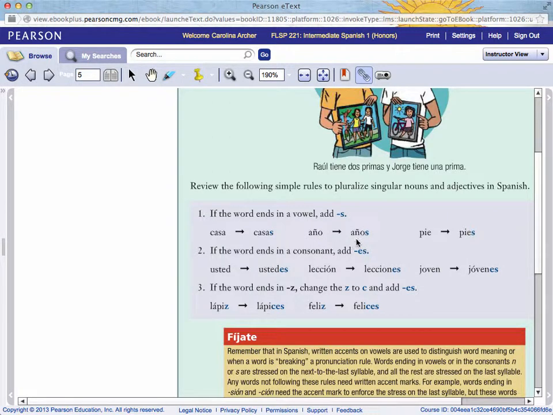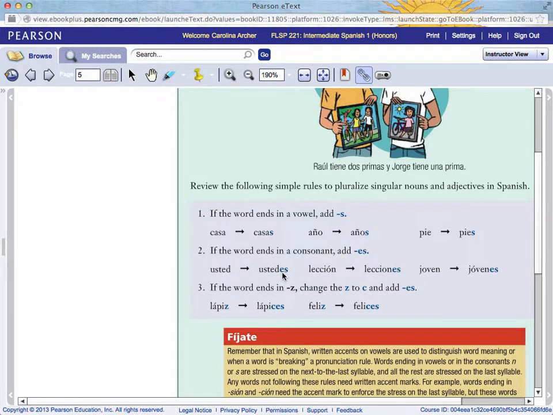Okay? If the word ends in a consonant, you're going to add es. Okay? You cannot add just an s after a consonant. All right? Usted, ustedes. Lección, lecciones. Joven, jóvenes. Okay? It's a little awkward in Spanish to have two consonants together, okay? You can't say usteds or lecciones, okay? That just doesn't work well in Spanish. So every time you have a word ending in a consonant, you're going to add es instead of just s.